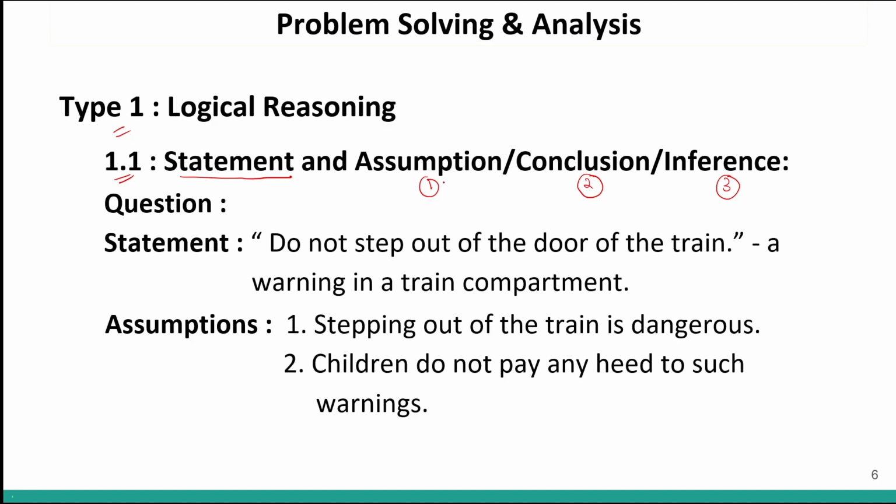And you have to tell which of the assumption, conclusion, or inference is true. Okay. Now, in order to understand this question, we have to first identify the difference between assumption, conclusion, and inference. So, what do you actually mean by assumption, conclusion, and inference? So, for this, let us take an example. This is a statement I'm writing, okay? So, I'm giving you an example statement. Once you understand this example, then we will solve this question, okay?